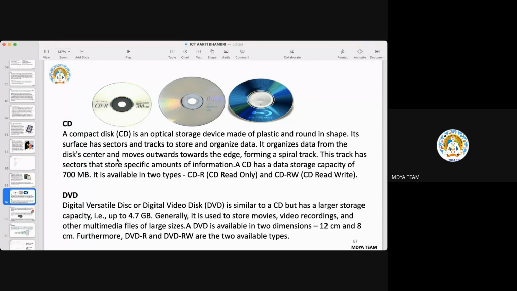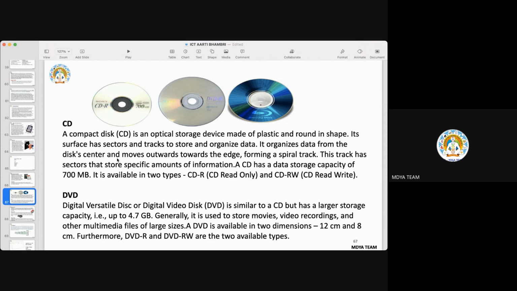Their capacity is up to 700 MB. And there are CDs which are called CDR, that is CD read only, or CDRW, that means you can read and you can write as well. You can overwrite the information which is there, or save one music over another music. If you don't want that, you can put another music on the disk. But it depends on which type of CD you have, whether it is CDR or CDRW, read and write both.